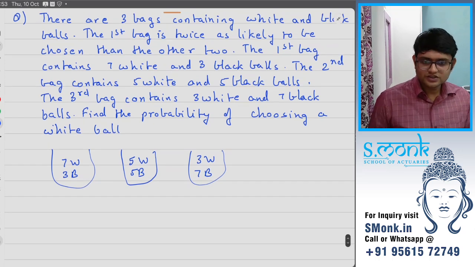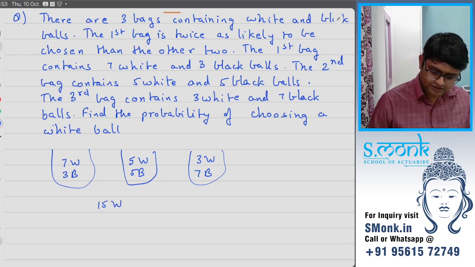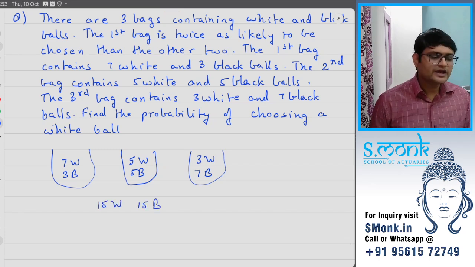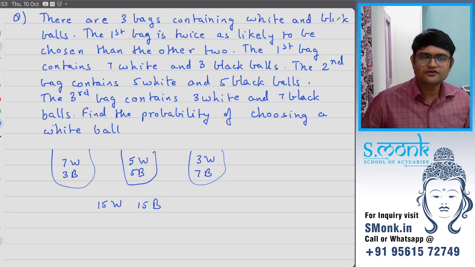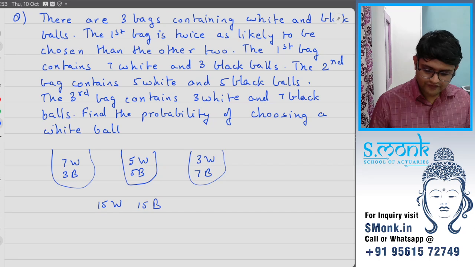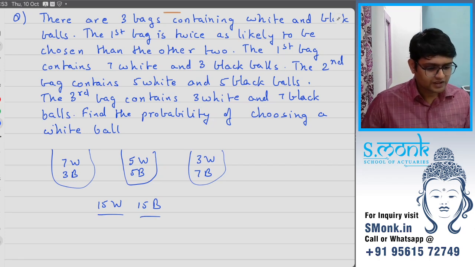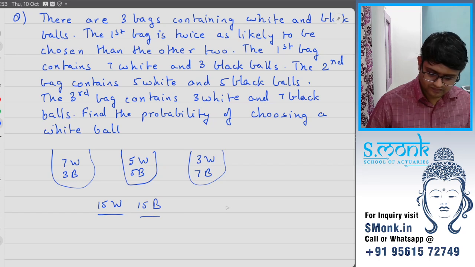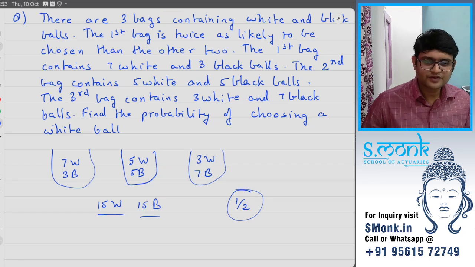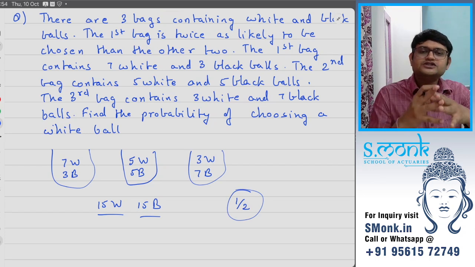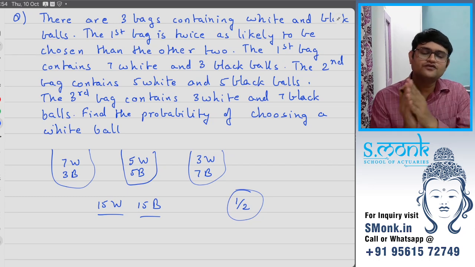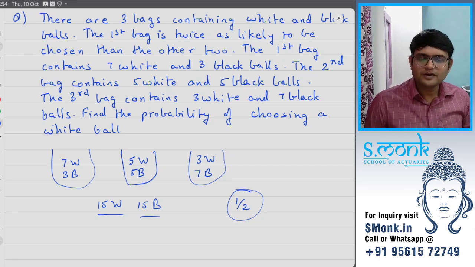Now in total you can see we have 15 white balls and 15 black balls. Can you just tell me what should be the probability of choosing a white ball? If we have 15 white and 15 black, what do you think should be the probability of choosing a white ball? It should be half, right? Because half of them are white, half of them are black. So if we had just one bag in which we had 15 white and 15 black balls, then probability of choosing a white ball would have been half, and that would have been fine.